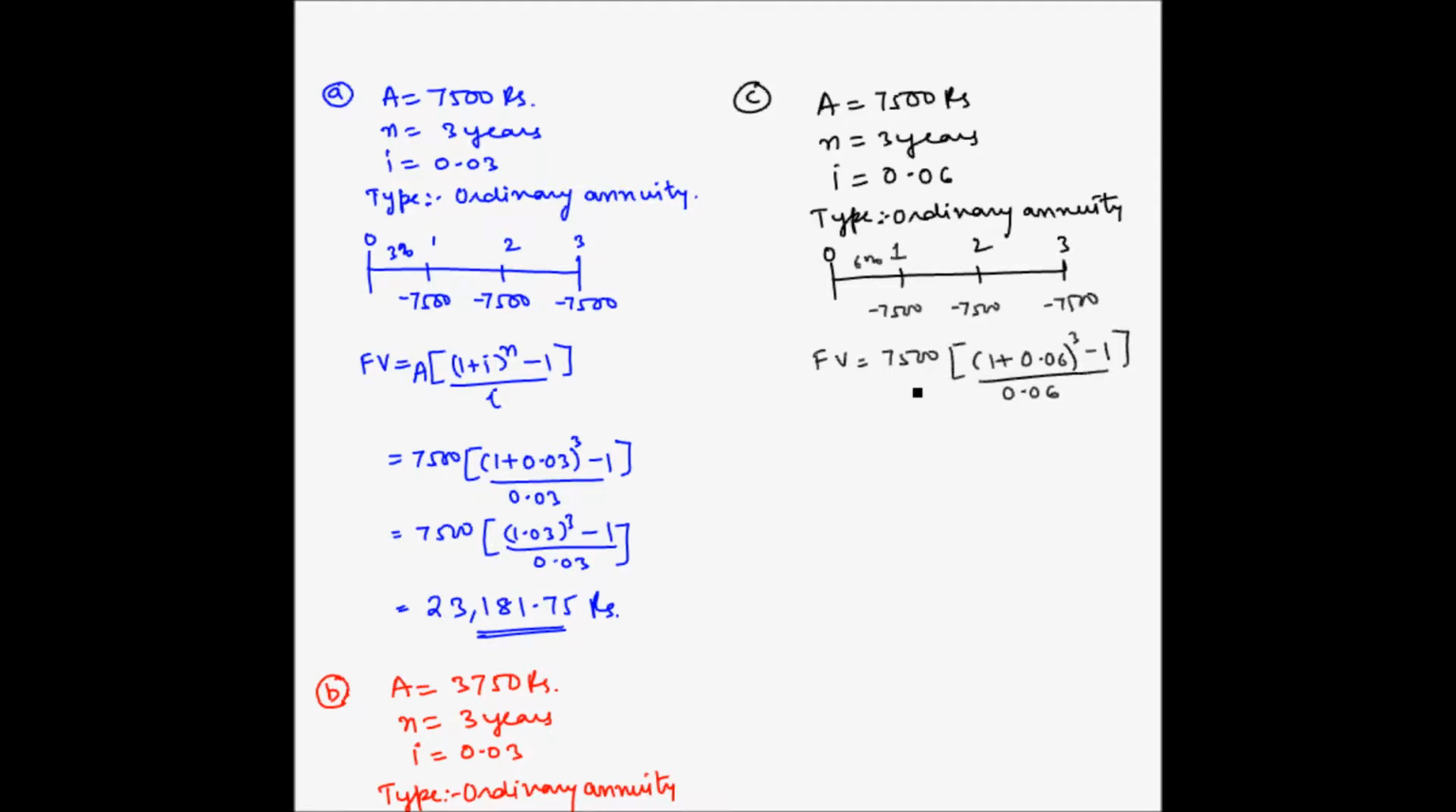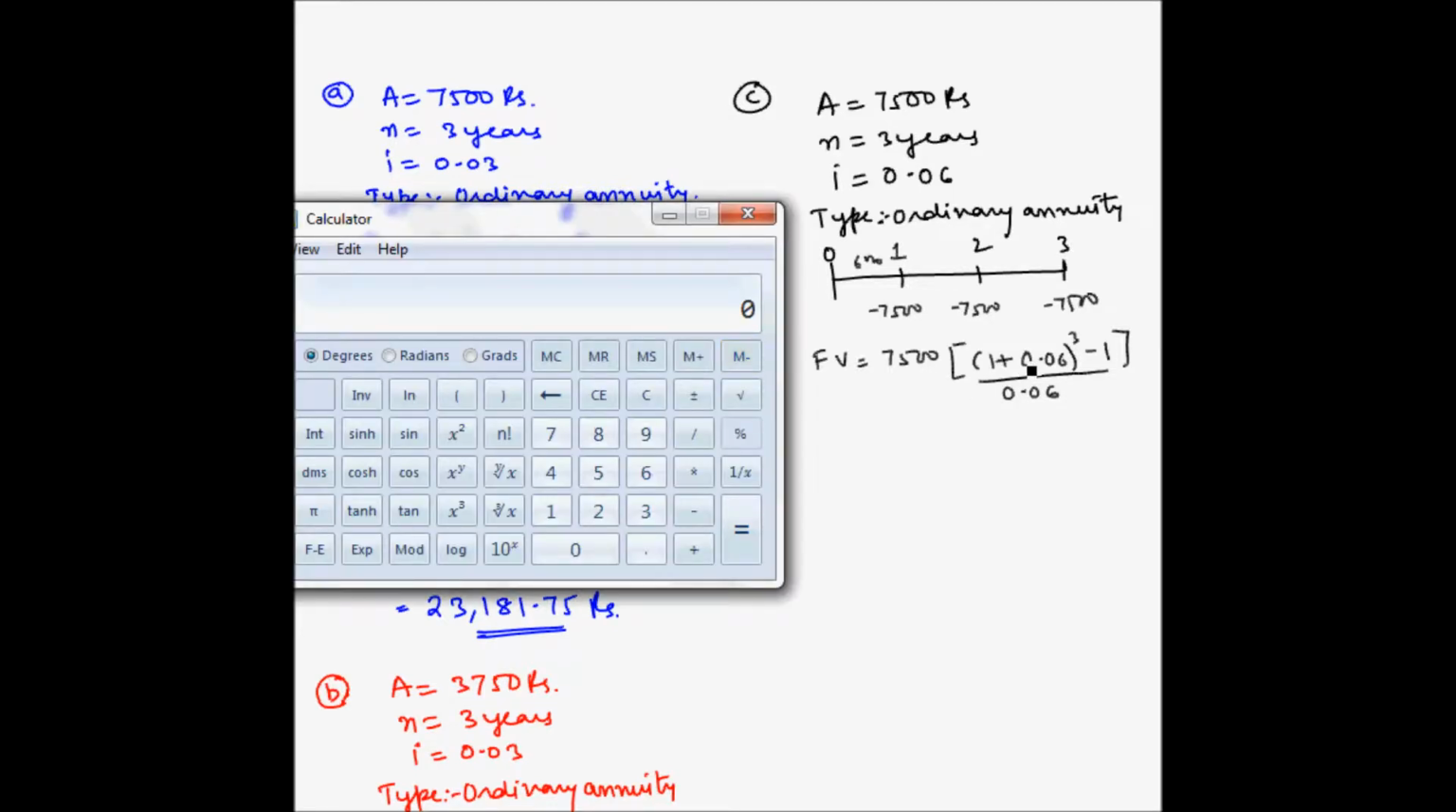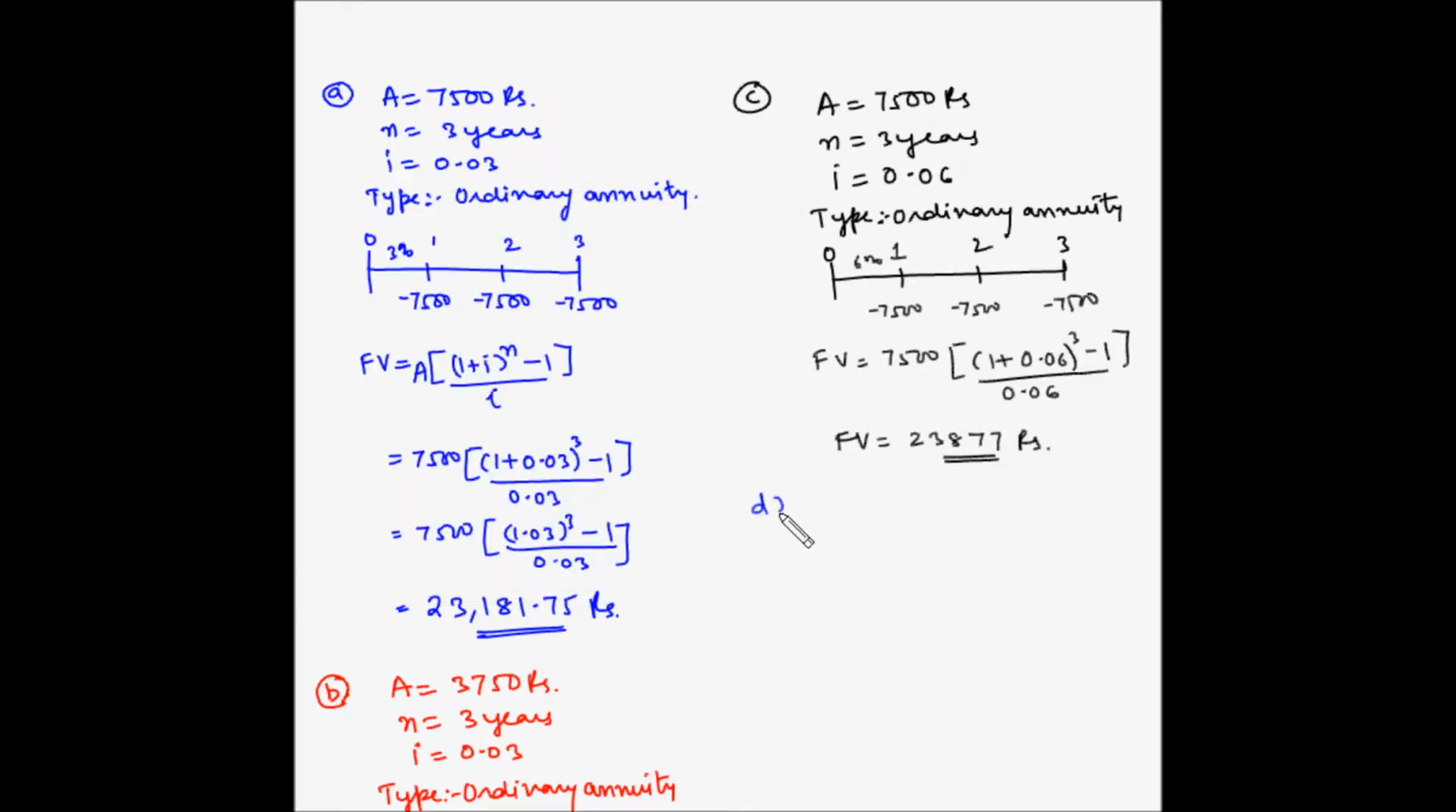So let's calculate this using a calculator. Now 1 plus 0.06 is 1.06, and that is to the power of 3. So 1.06 to the power 3, minus 1, divided by 0.06 is equal to, and multiplied by 7,500. So the future value is 23877 rupees. So now let's move to part number D.